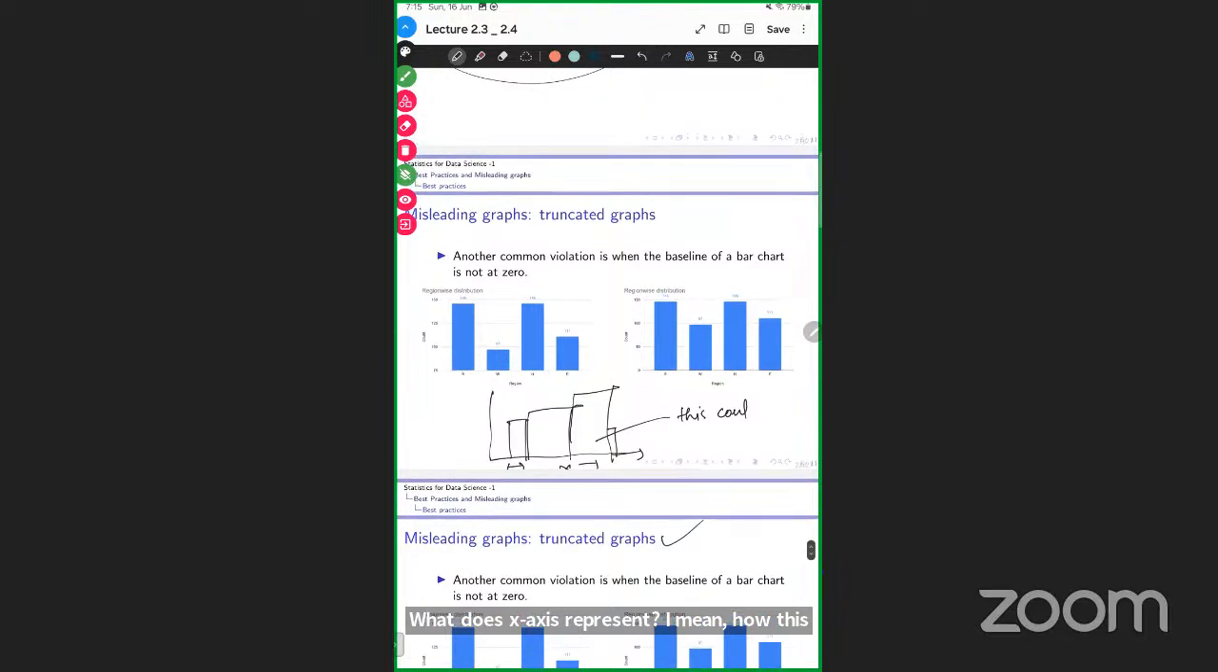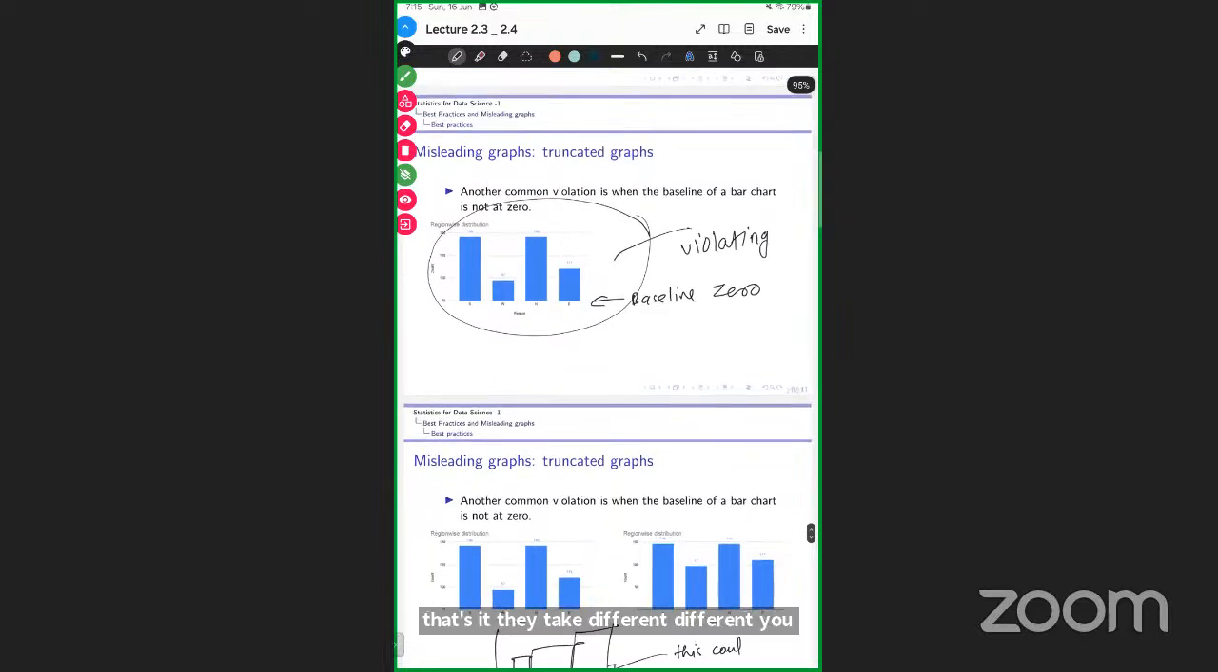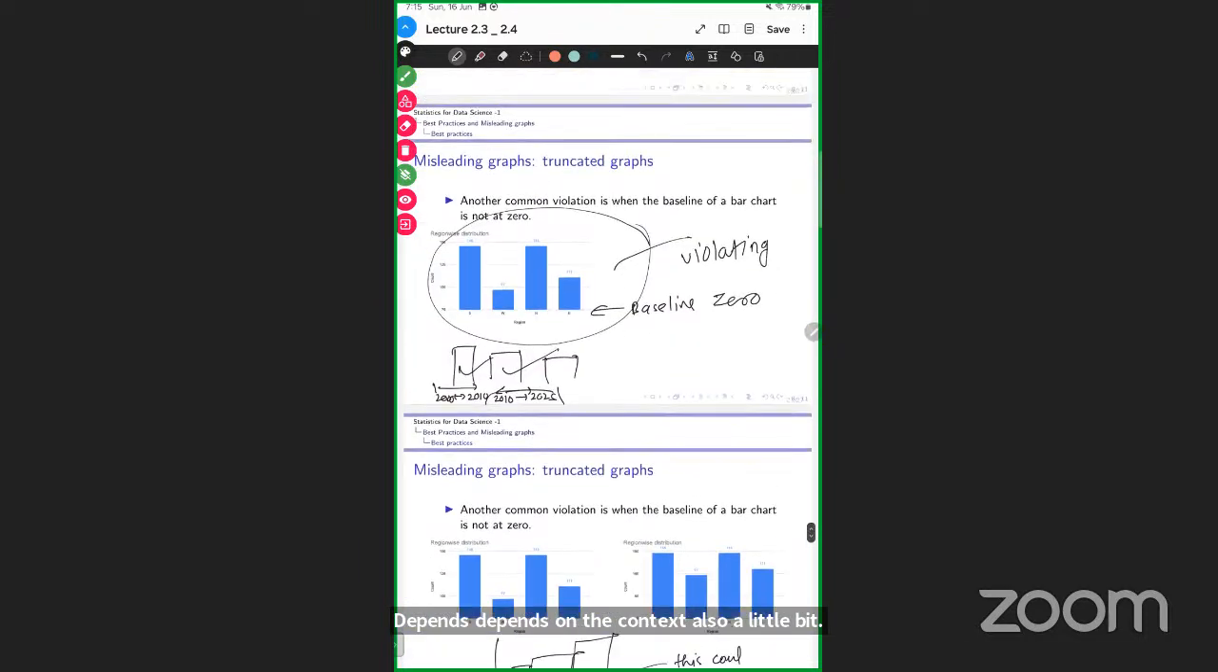Let's say they take different years. Let's say these bars are there, and this is 2000 to 2010, and this represents maybe 2010 to 2025 or something like that, right? So this is 15 years, but this is 10 years. Why are they making it not equal in years? This could become misleading. It depends on the context a little bit.